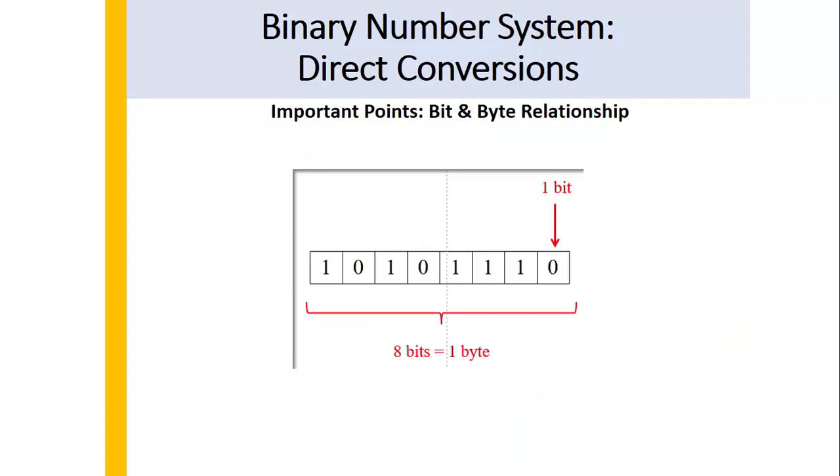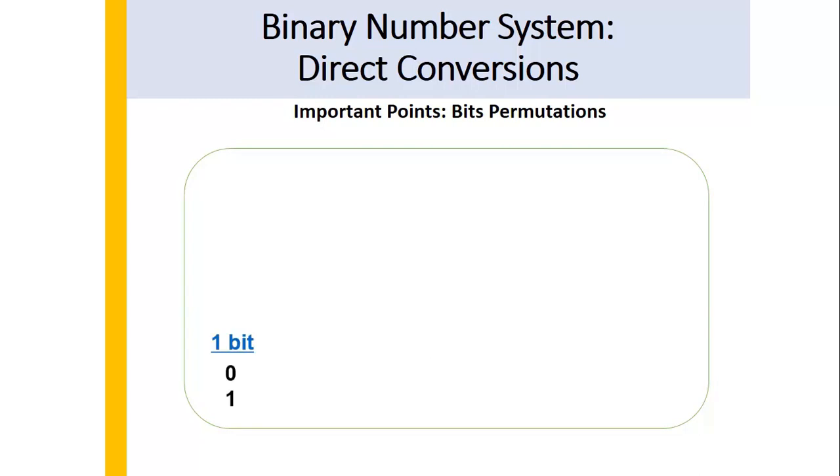The second point is the relationship between bit and byte. One byte consists of 8 bits, and each bit can represent two values, 0 and 1. So if we combine all 8 bits, how many combinations are possible? That is 2 to the power 8, that is 256. This is the third point that we need to understand, right? We'll come to that after this particular concept, that is bit permutations.